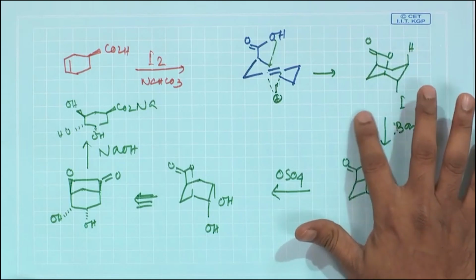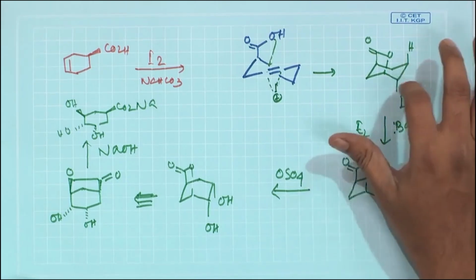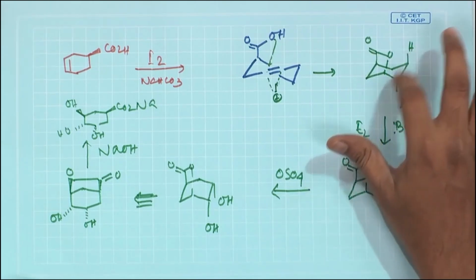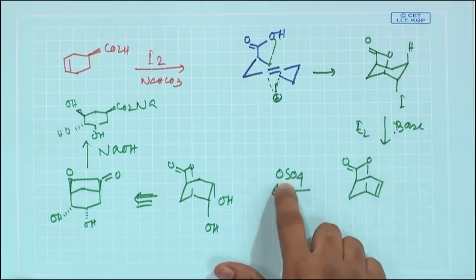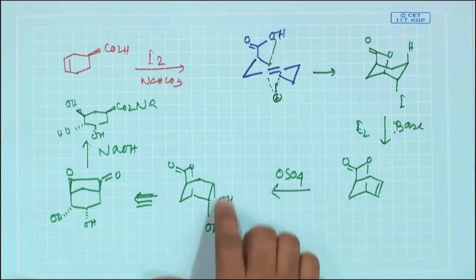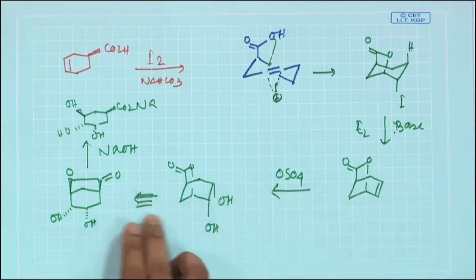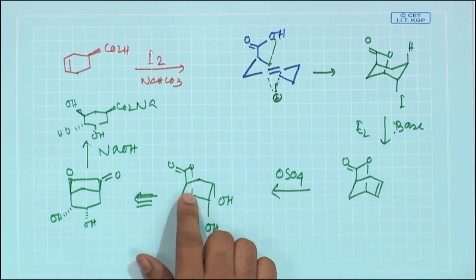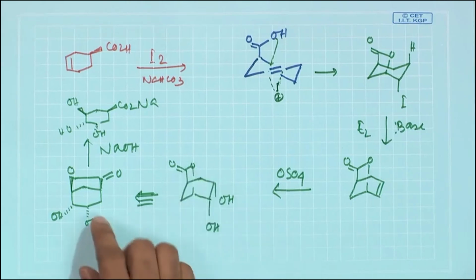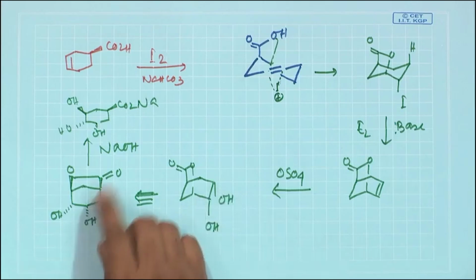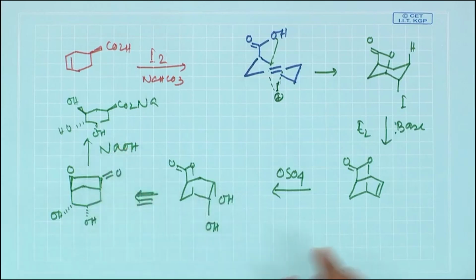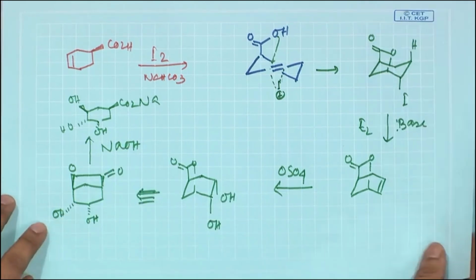You put a base. Now, iodo and hydrogen are in a 1,2 anti-periplanar arrangement, and you get a new pi bond. With osmium-mediated dihydroxylation, you get this OH here, which is the relative stereochemistry. This O and CO are both above the plane and this OH is below the plane. Now, you hydrolyze it with sodium hydroxide, and you end up with this particular compound.